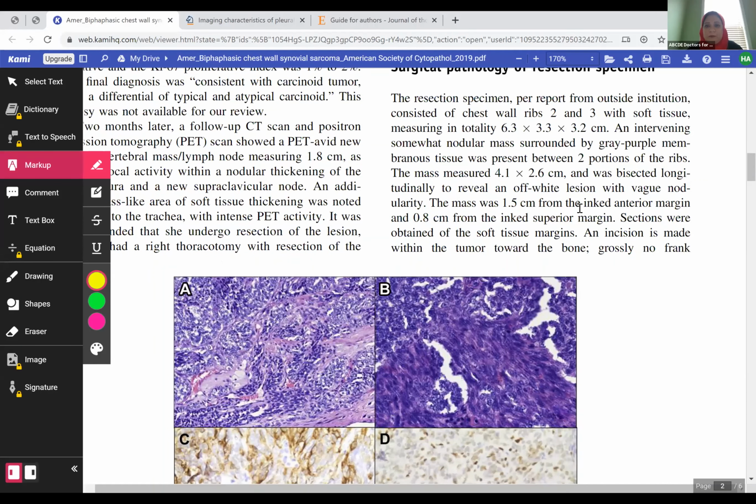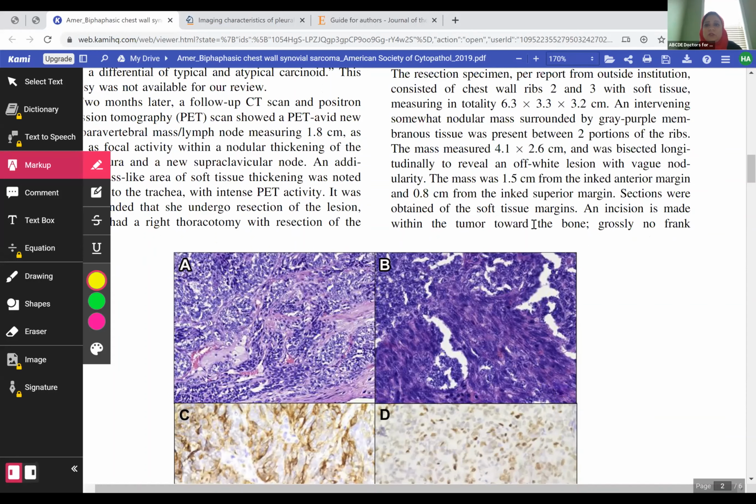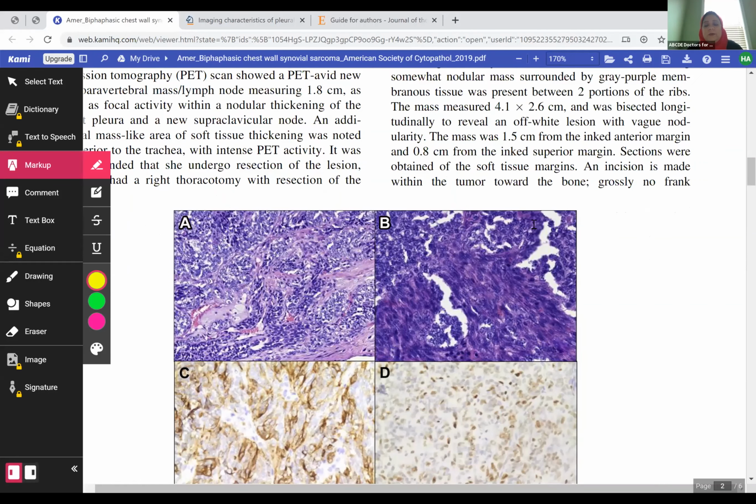So right out from the report, actually this one, okay, this was from the outside institution as well. And what it consisted of: chest wall ribs, it had soft tissue. What did it measure in totality? Intervening somewhat nodular mass. And what did the mass measure? How was it bisected? And once again, as a pathologist, when you read that, you want to know what color it was, what it looked like, how it was inked, and so on and so forth.